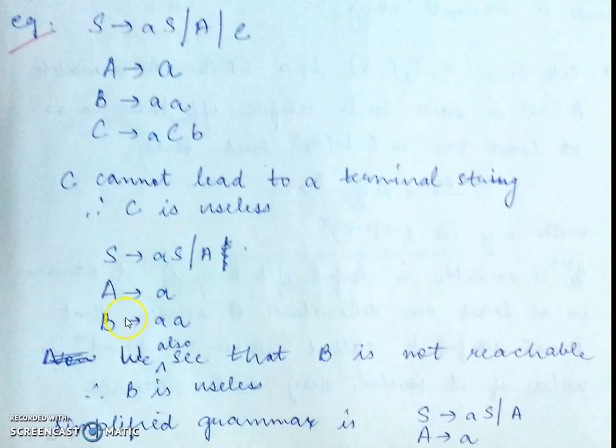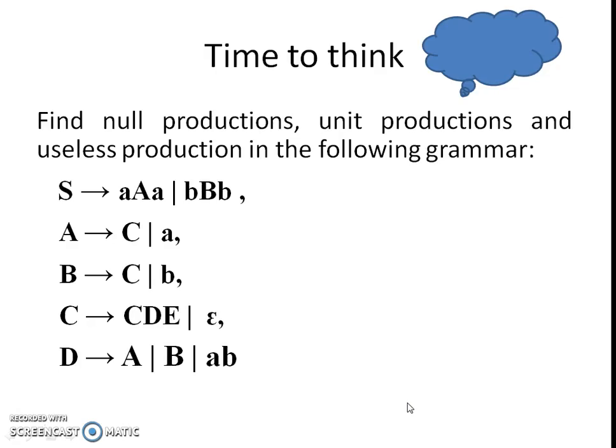B is also not reachable from S. You see here, B is not reachable from S. Now B is not reachable, hence it is useless. So B is also removed. So I am only left with my production rules of this form. Now this is the time to ponder or think about which of the productions in this particular grammar are useless production, unit production, and null production.